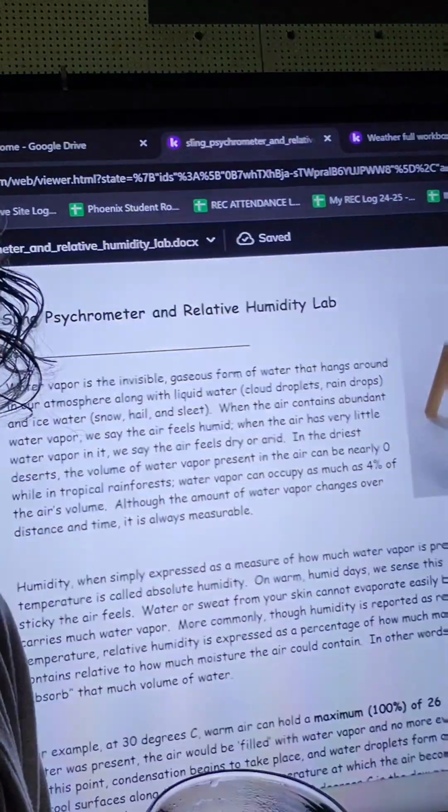Oh, hello there. I was just having a drink of water from a beaker. Do you guys want help with this lab? Yeah? Okay, let me teach you a little something about humidity first.